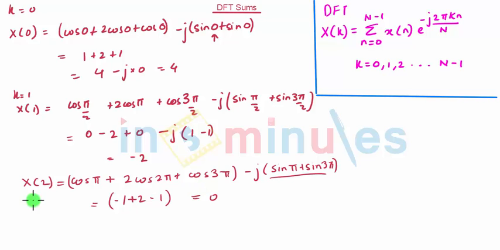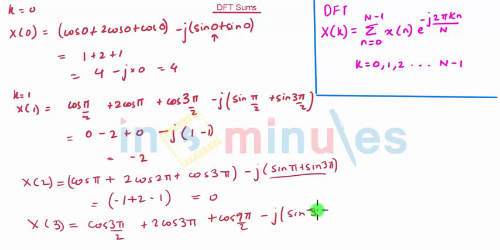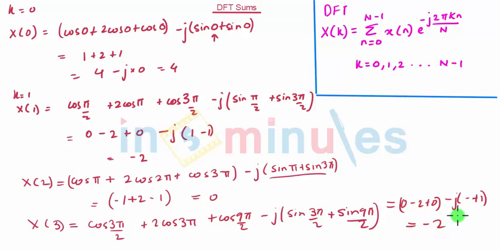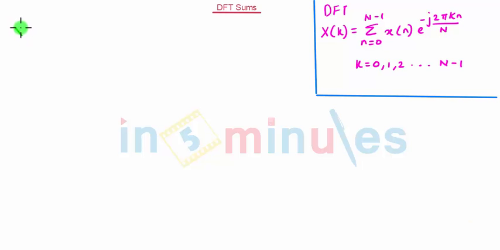And finally, when k is equal to 3, x of 3 is equal to cos of 3 pi by 2 plus 2 cos 3 pi plus cos of 9 pi by 2 minus j sin 3 pi by 2 plus sin 9 pi by 2. Again, we get the values as cos and sin. So it comes out to be minus 2. Finally, the DFT of the sequence comes out to be x of k is equal to 4, minus 2, 0, minus 2. We can also plot the magnitude spectrum and the phase spectrum.